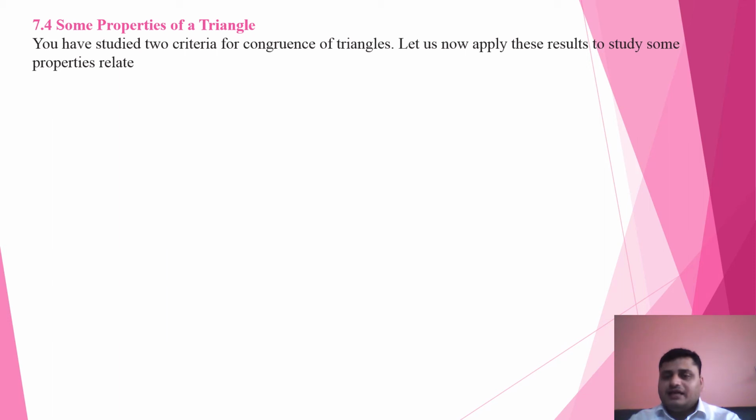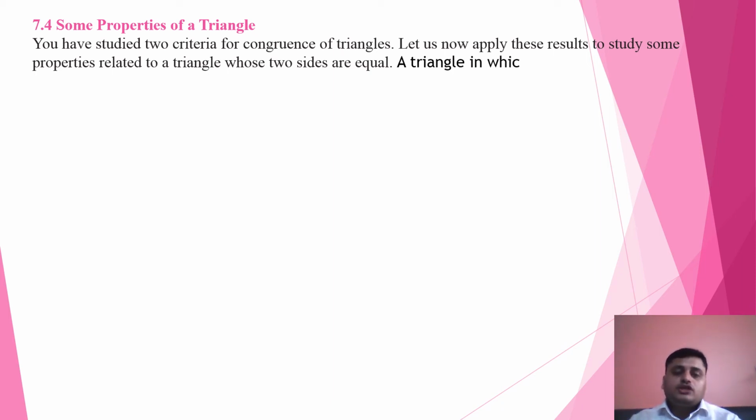Now let us apply these results to prove some of the properties of a triangle. Now we will apply those two congruency criteria to prove the property of a triangle. So what was that property? That property was related to a triangle whose two sides are equal. This is the property that we are going to prove, for a triangle whose two sides are equal.